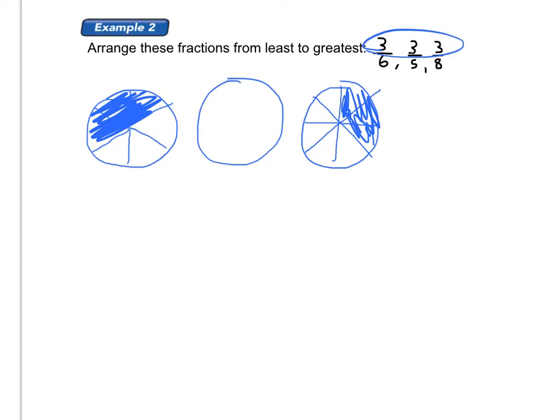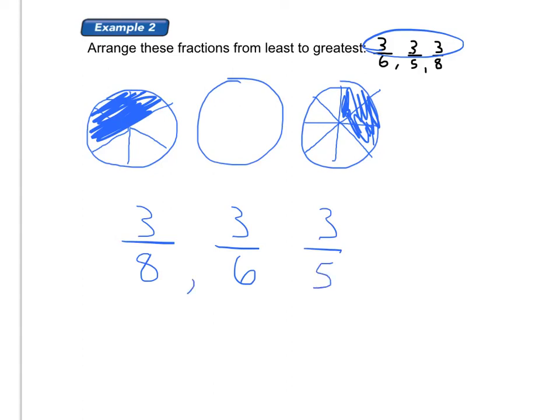So 3/8 is smaller because those 3 slices are smaller because there's 8 of them in that pizza. Then 3/6 would be next because it's got the next smallest number of pieces. 3 of those pieces are going to be a little bigger than the ones that were divided up into 8. And then 3/5 is going to be the biggest.